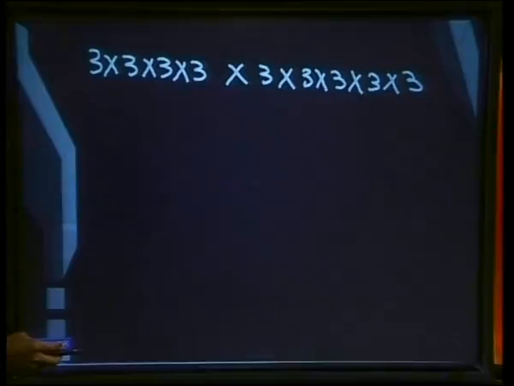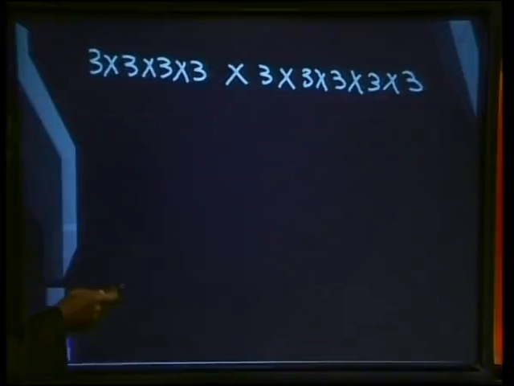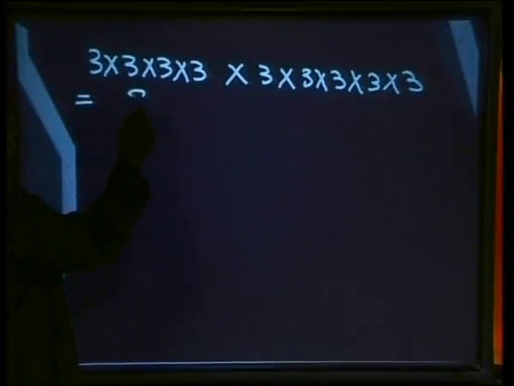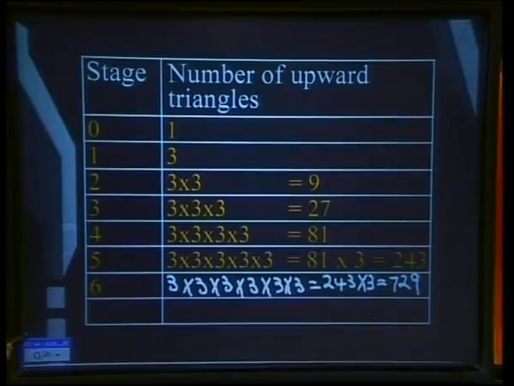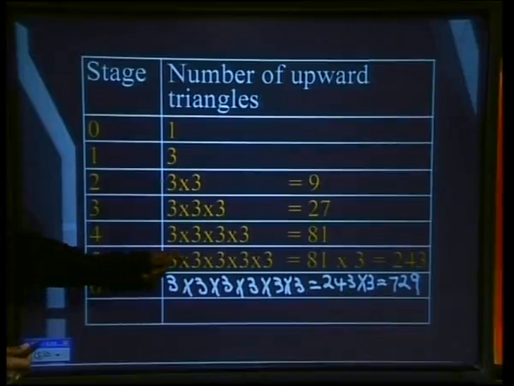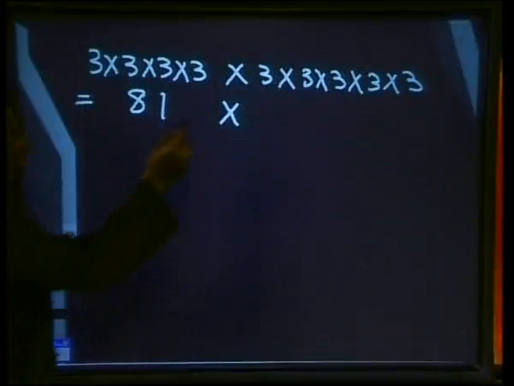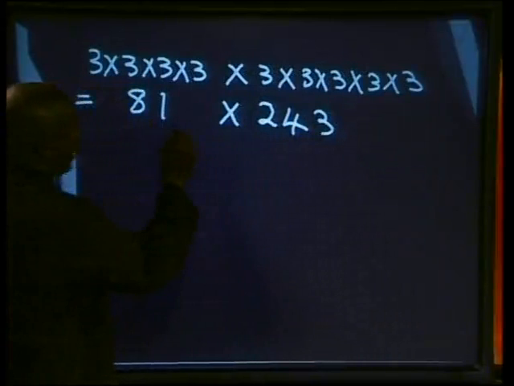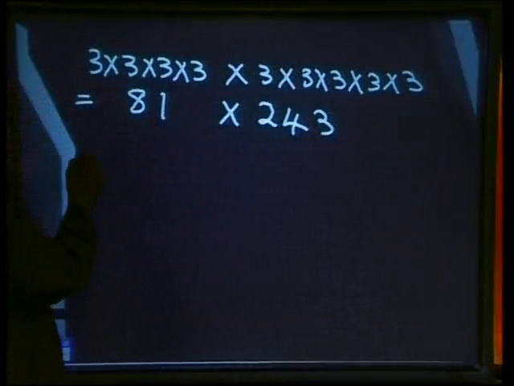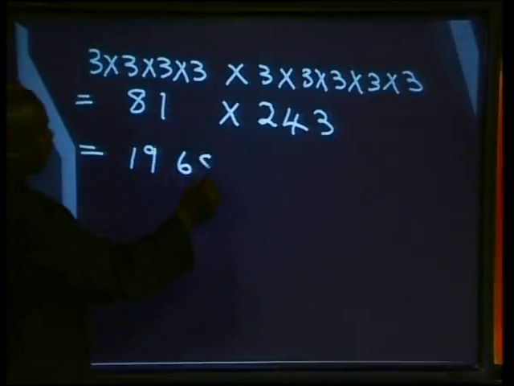Well, from our table, we know that 3 multiplied by itself 4 times gives us 81, which means here we can write 81 multiplied by, and from our table again we know that 3 multiplied by itself 5 times gives us 243. So that means here we'll have 243. If you multiply 81 times 243, it will give us 19,683.